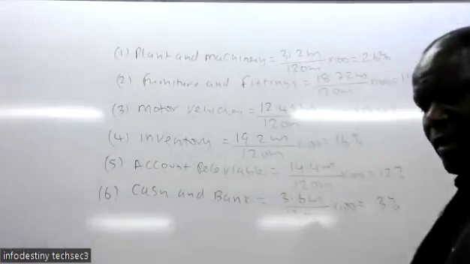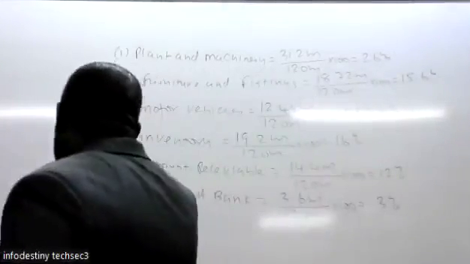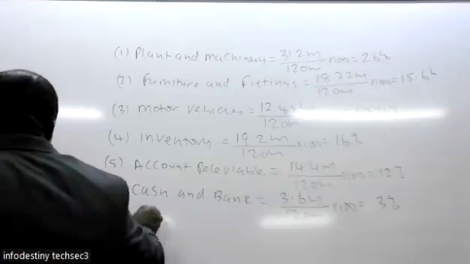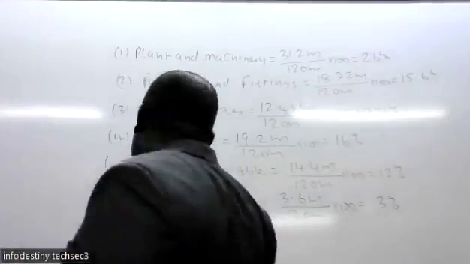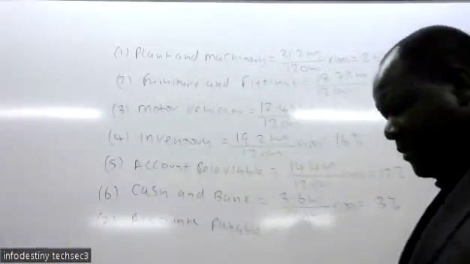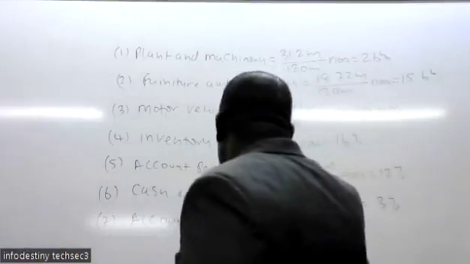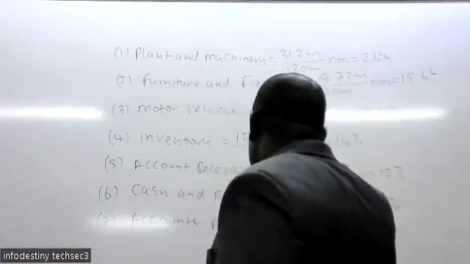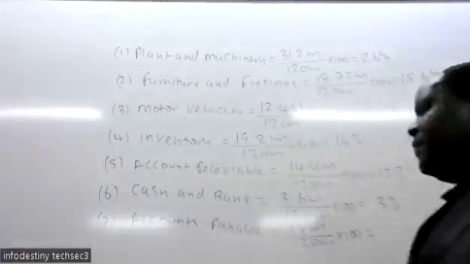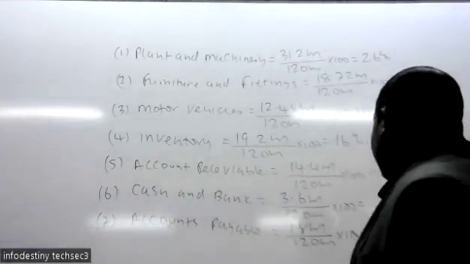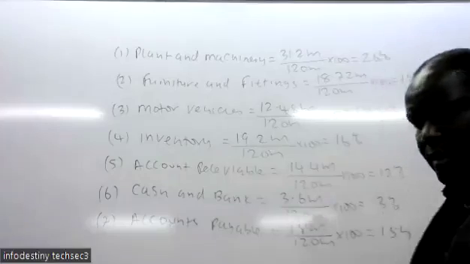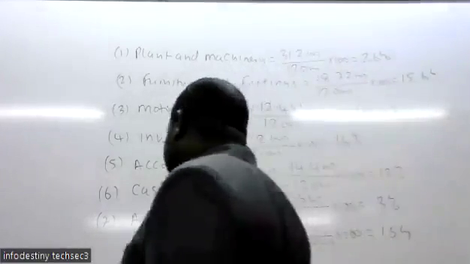So the next one is the current liabilities. The first one there is account payable. So we go to the current liabilities, which is number 7, accounts payable. For the accounts payable, you take 18 million, also divide by 120 million. Express it as a percentage. So 50%.